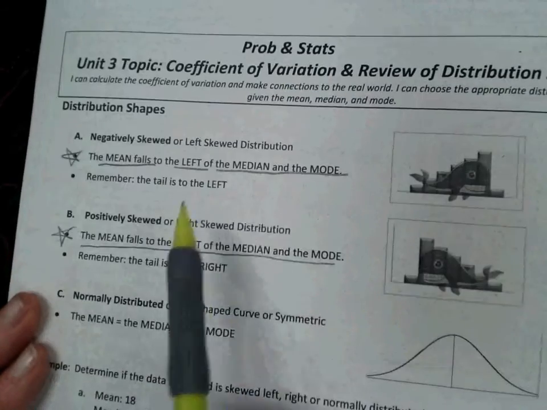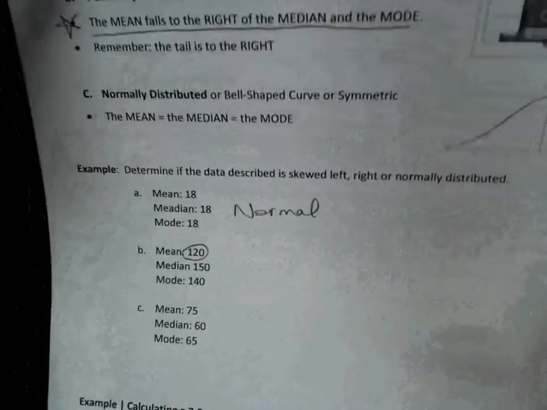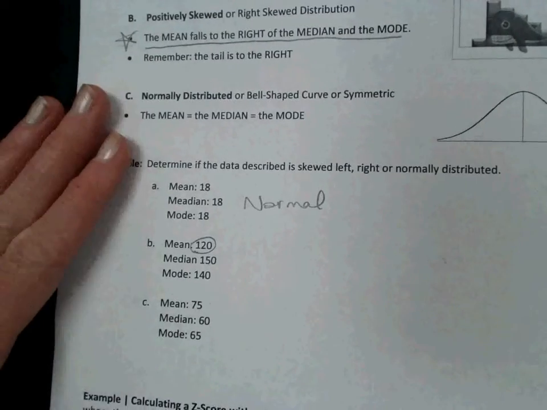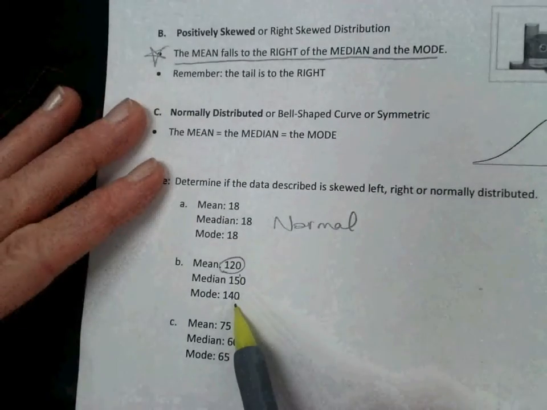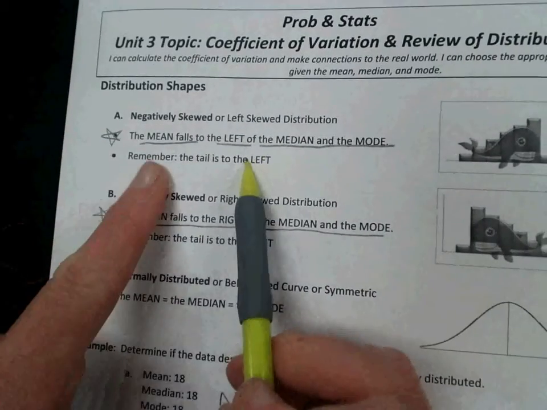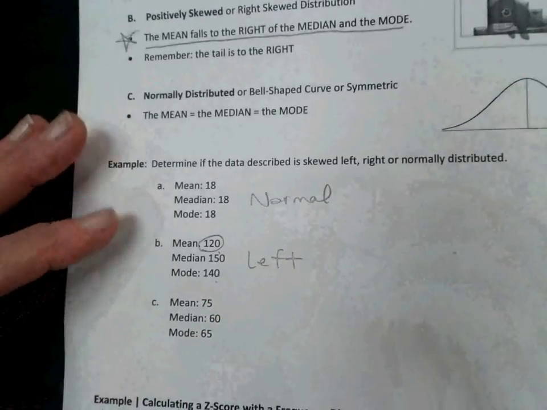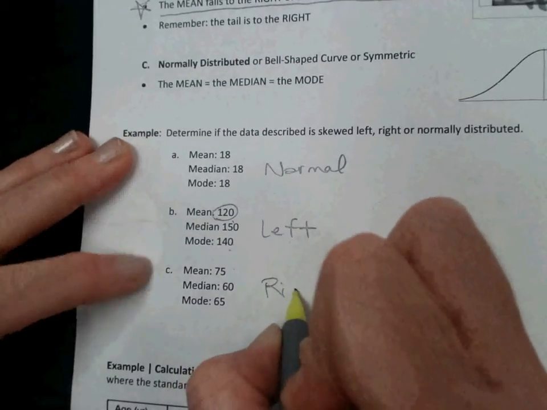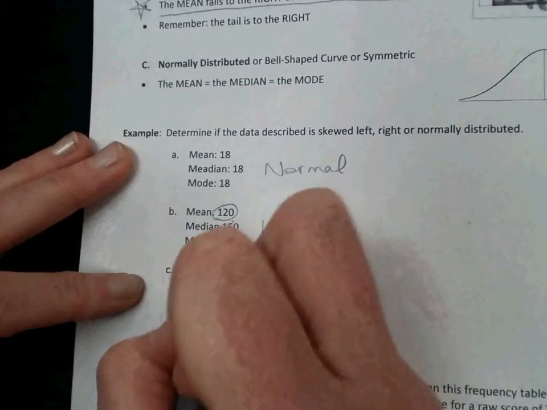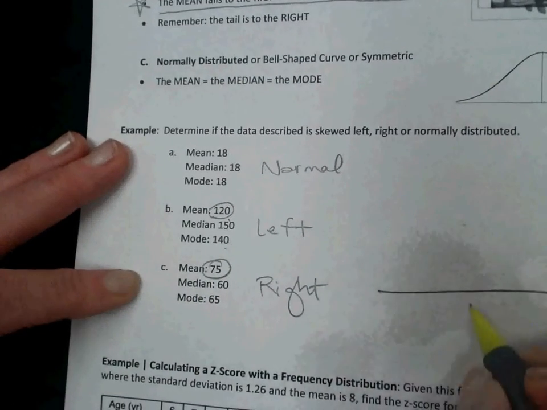If it's smaller than, that means it's going to fall to the left. So then B is obviously, well, since 120 is smaller than 150 and 140, it's left. And then I saw some hands for the last one. Justin? Right. Correct. And the mean, again, is greater than the other two.